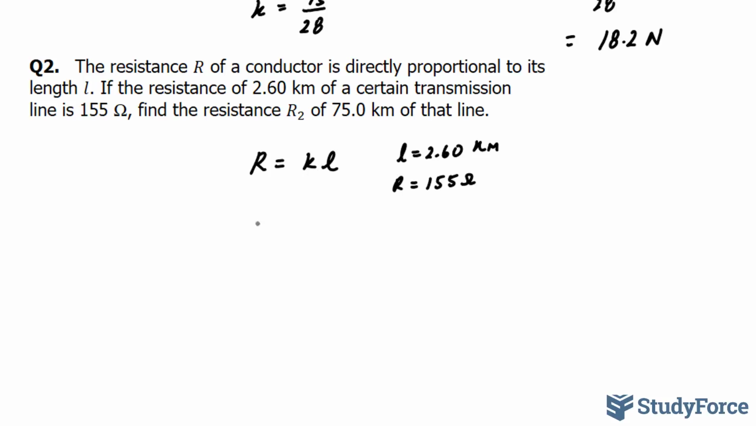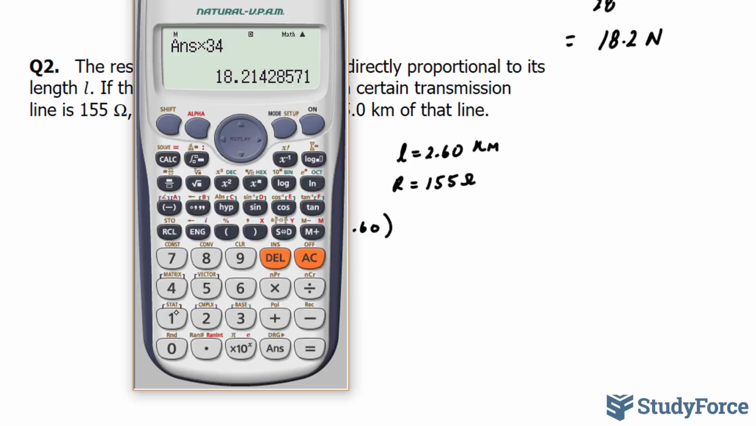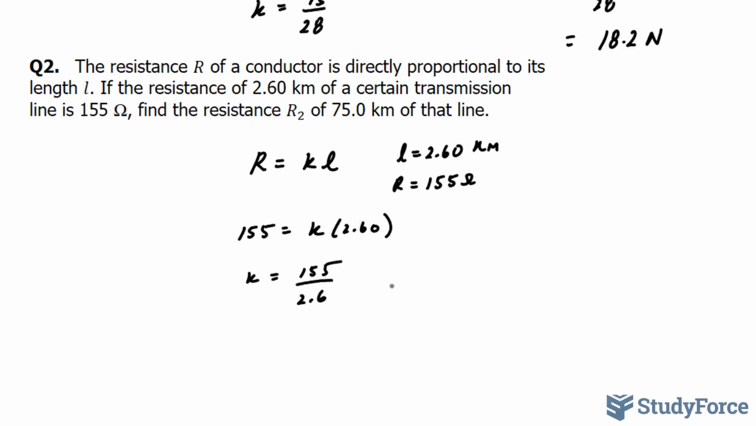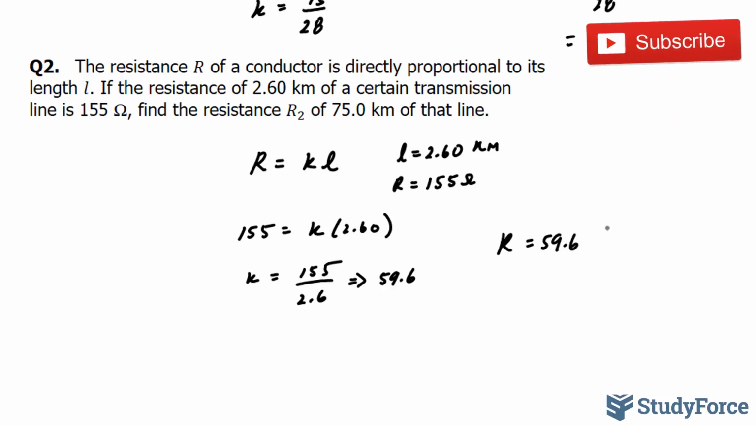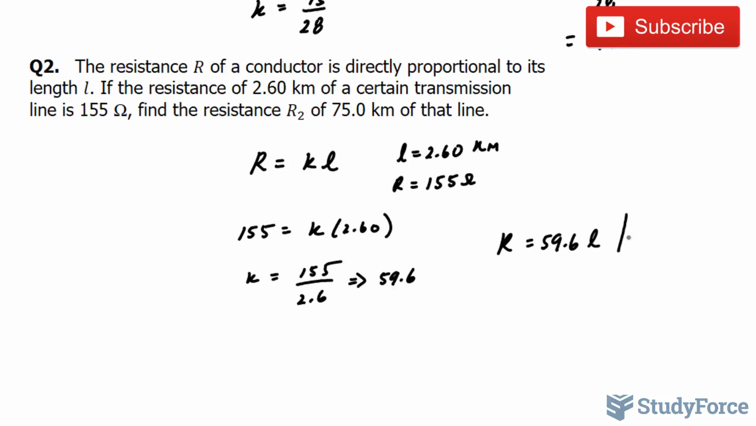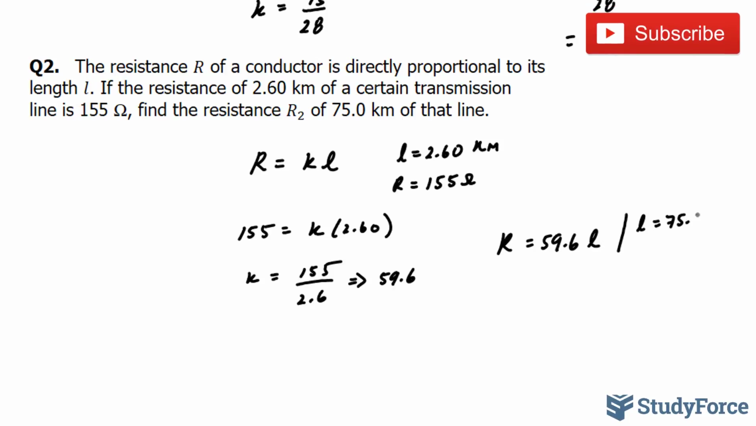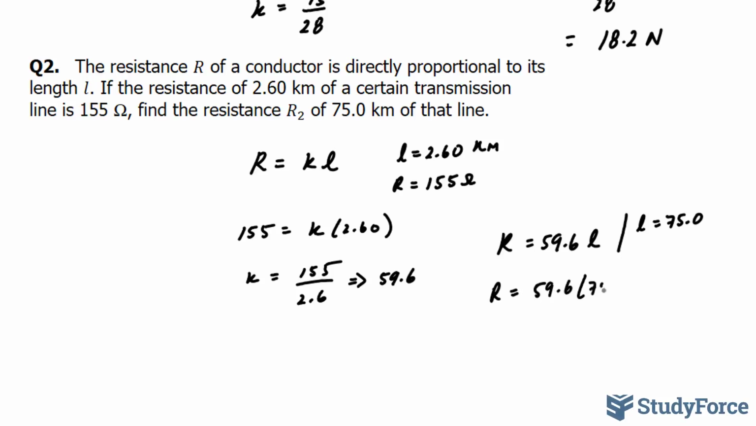Let's start off by finding out k. 155 is equal to k times 2.60. Therefore k is equal to 155 over 2.6, which is approximately 59.6. Rewriting our equation, R is equal to 59.6 L. Our L is equal to 75. R is equal to 59.6 times 75.